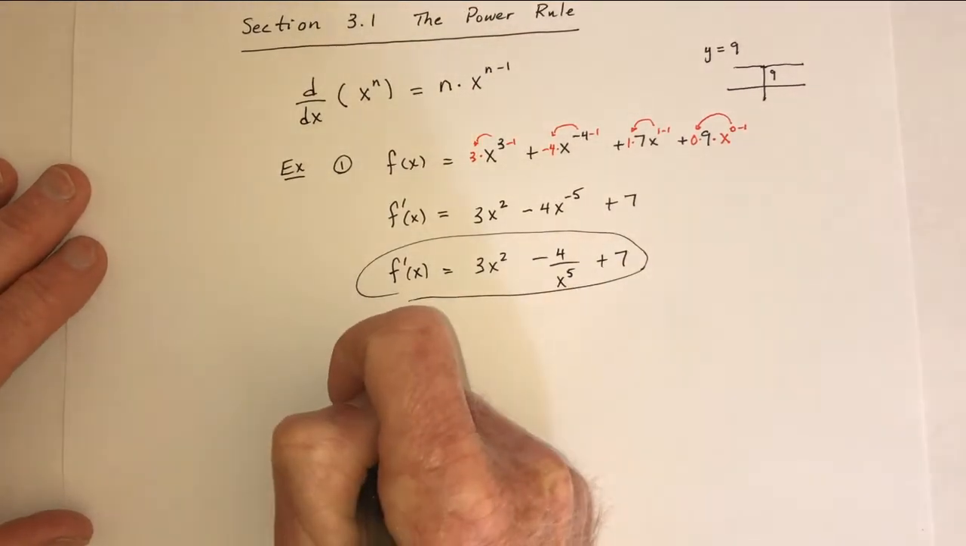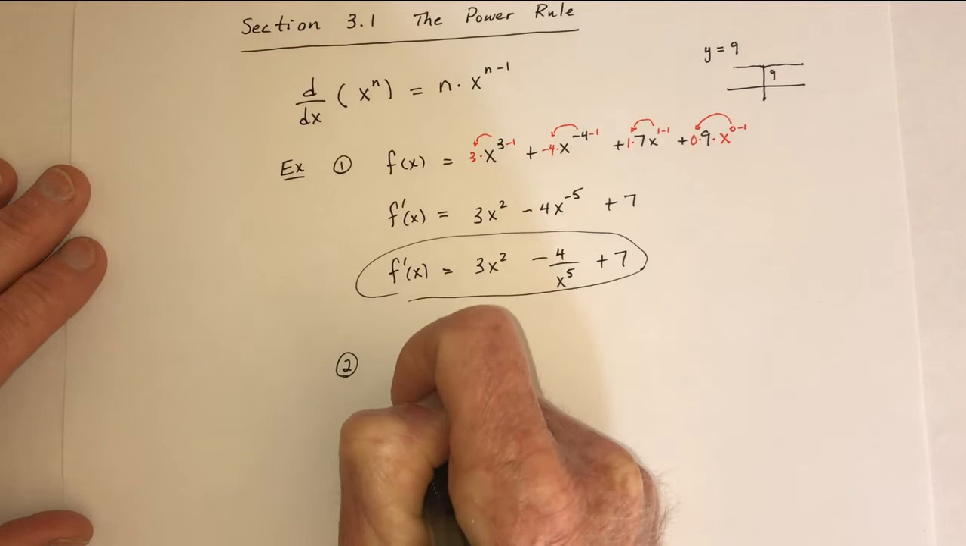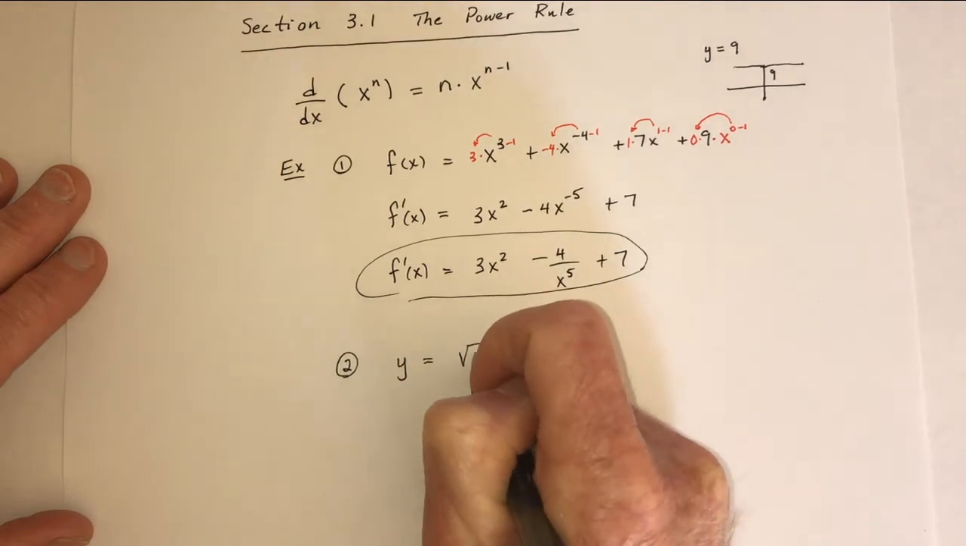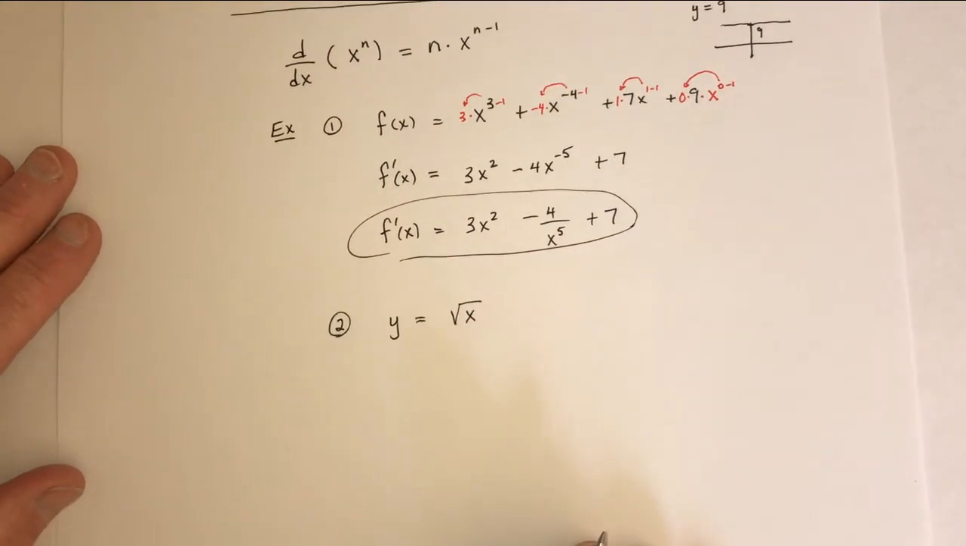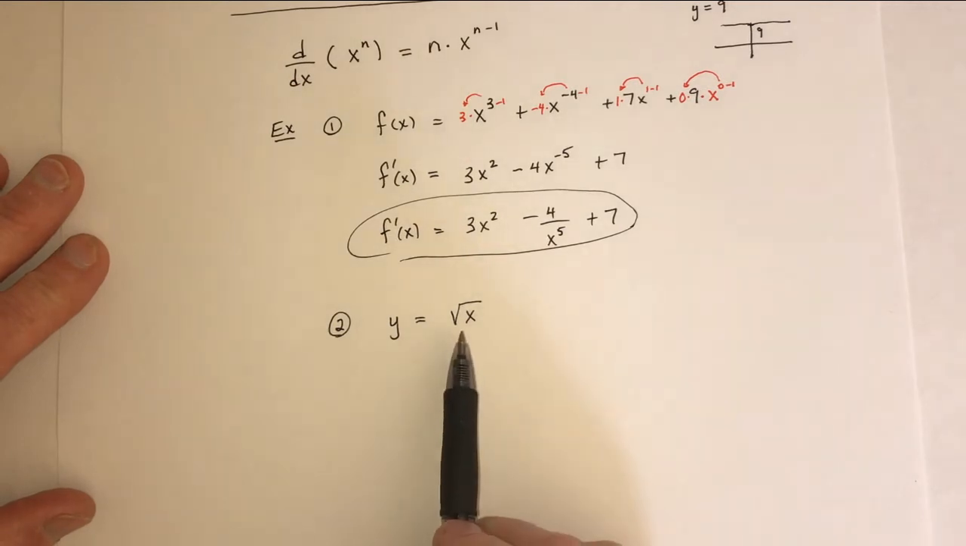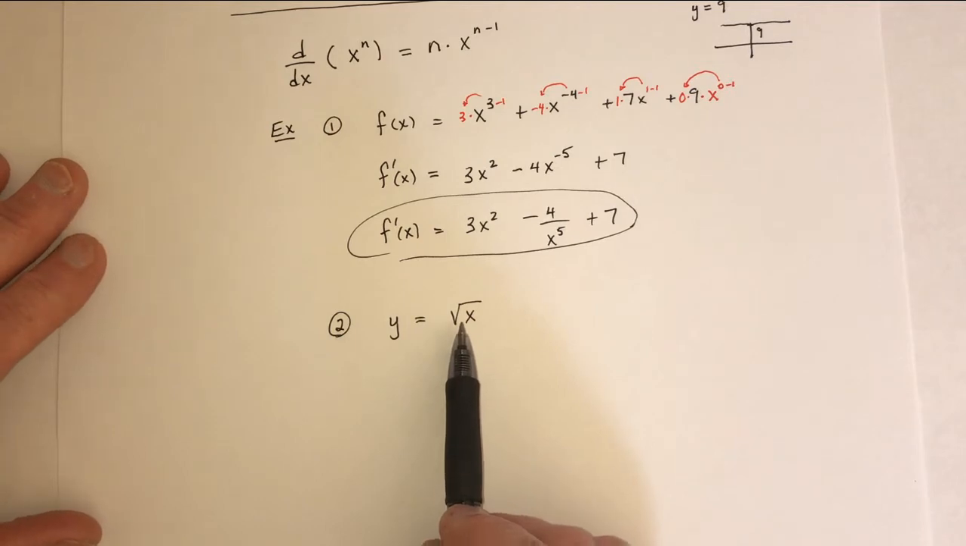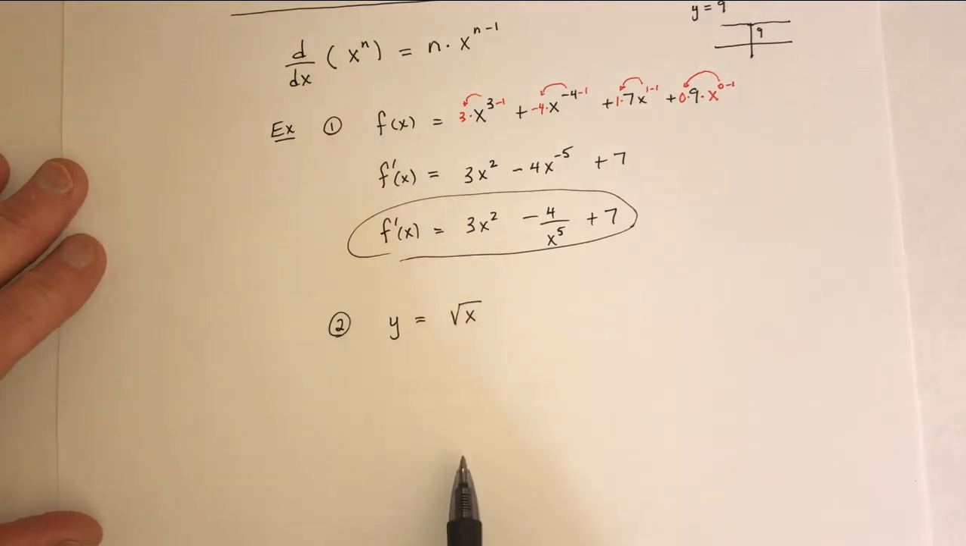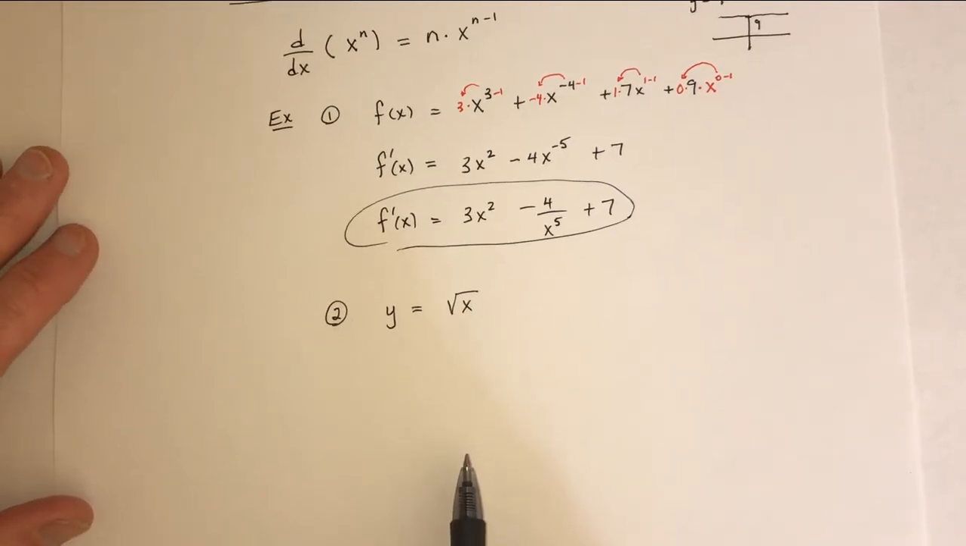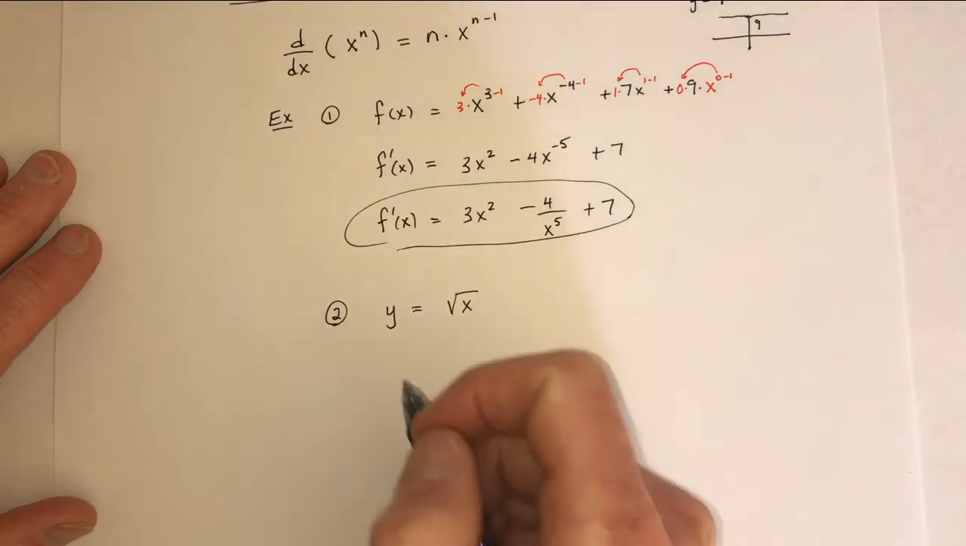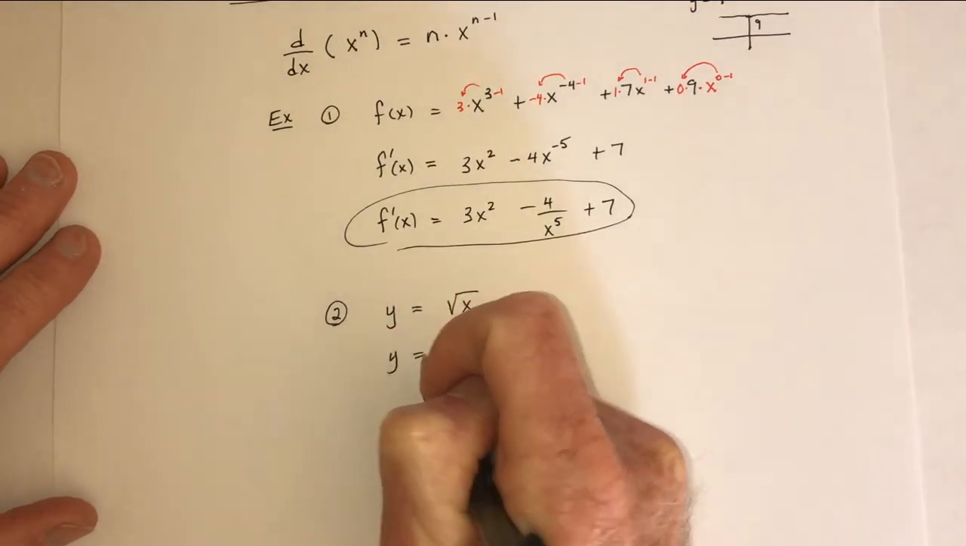Then, for example number 2, how about if it's y equals the square root of x? So I'm going to keep it simple and just do the square root of x, because this is a function we take the derivative of over and over again. And you could go through these 4 steps, or at the end you could just remember the derivative of the square root of x is 1 over 2 times the square root of x. Well, why is that? Good question.